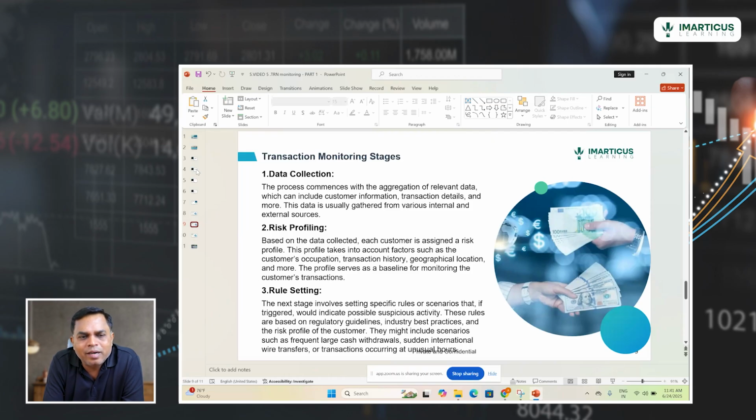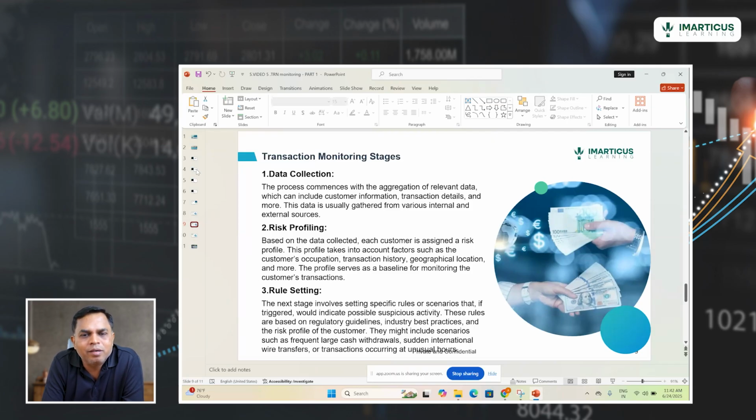Now let's look at transaction monitoring stages. The transaction monitoring which is carried out by financial institutions or banks happens in a series of stages. First, there is data collection. Data collection is a stage where the banks or financial institutions performing transaction monitoring have to collect a series of reports which are required for carrying out this transaction monitoring activity.